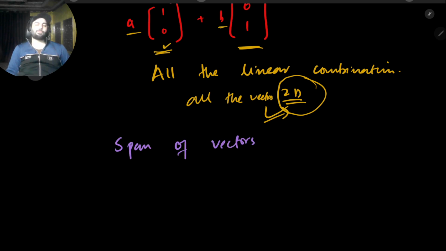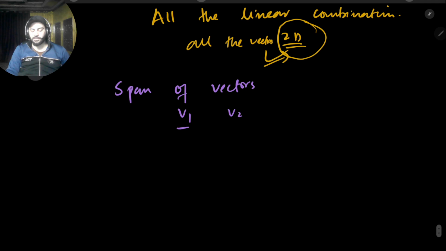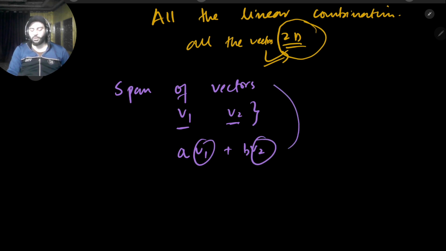So for span, we must have vectors. Let's suppose we have vectors v1 and v2, and we want to see which vectors are reachable, and what vectors can we form by using a linear combination of these two vectors. So we have av1 plus bv2. Whatever vectors are reachable by the combination of v1 and v2, we call it a span of vectors. That's the basic definition. What is a span of vectors? Span basically means all the possible linear combinations, and they can form these vectors together.